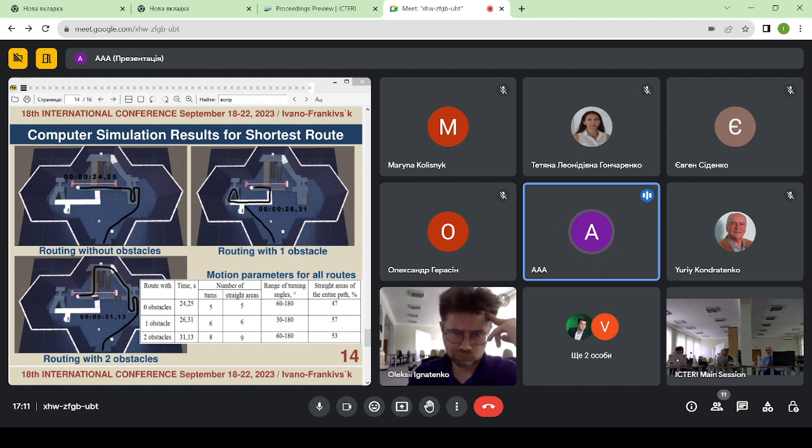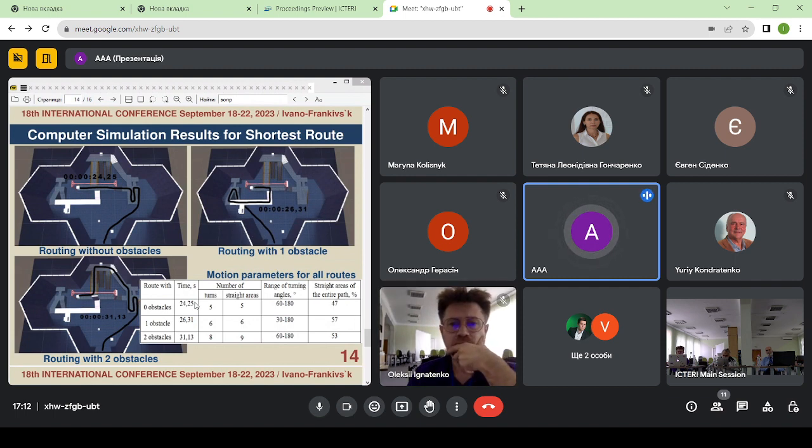Firstly, the first case is routing without obstacles. It's zero obstacles, with 5 turns and 5 staging areas. Moreover, the range of turning angles is 16 to 118 degrees, and the staging areas of the end space are 47%.